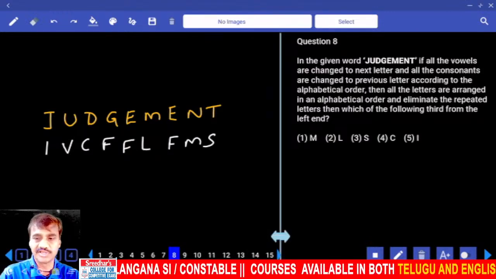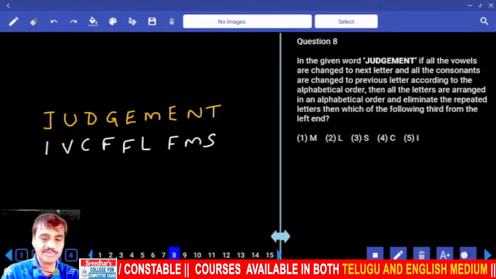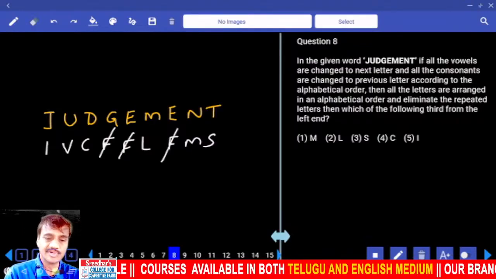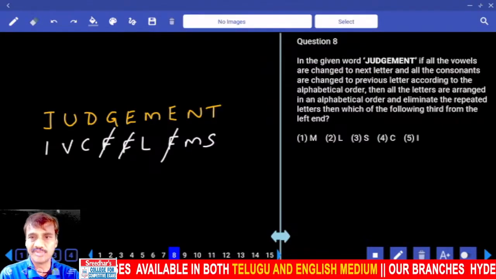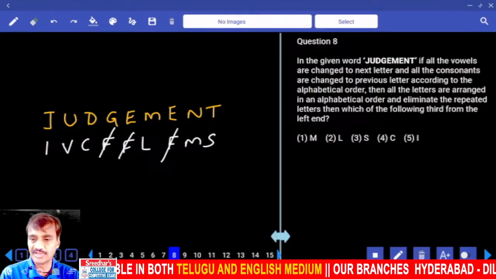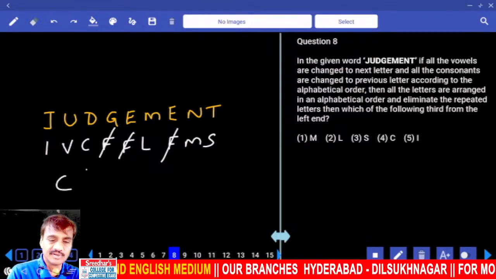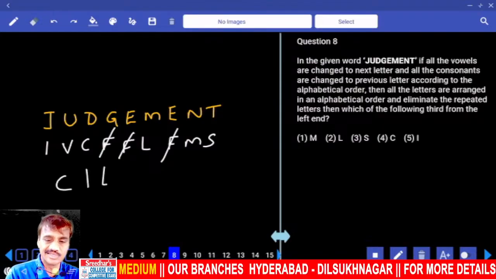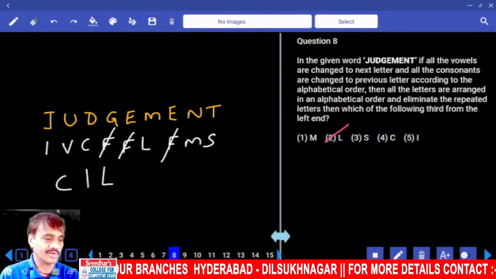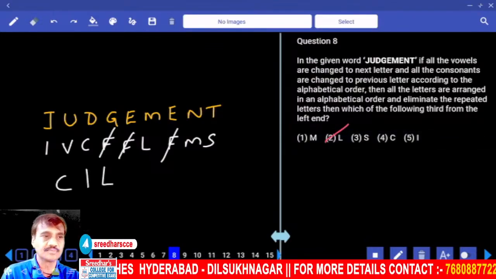All the letters are arranged in alphabetical order and the repeated letters are eliminated. Now, eliminating the repeated letters, all the remaining are arranged in alphabetical order. Which is third from the left hand? What is the first from the left? C. Next one is I. Next one is L. Third from the left hand is L. That is choice 2 for question number 8.